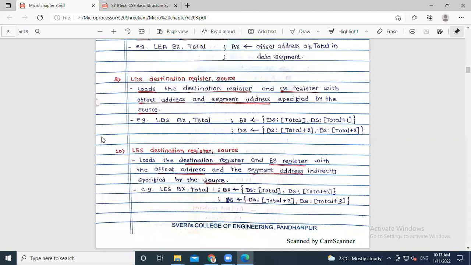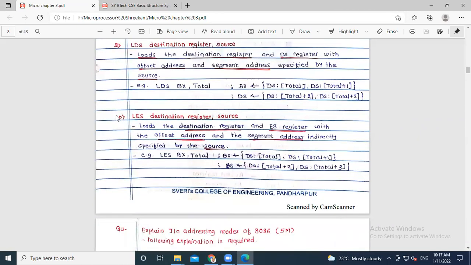So that is the LDS. And in the tenth instruction of the data transfer group, LES, it is a load destination: it loads the destination register with the offset address and the segment address indirectly. It is indirect, whereas here we have to load directly, but with LES we have to load indirectly.